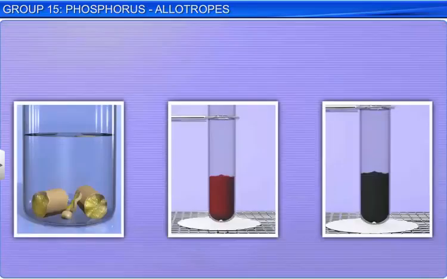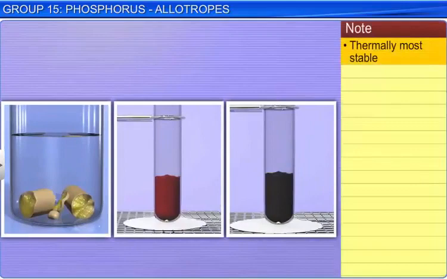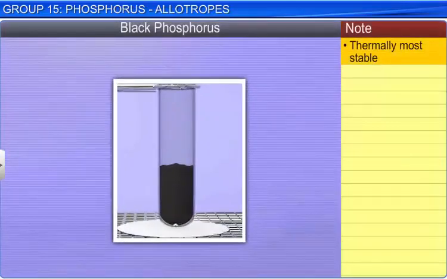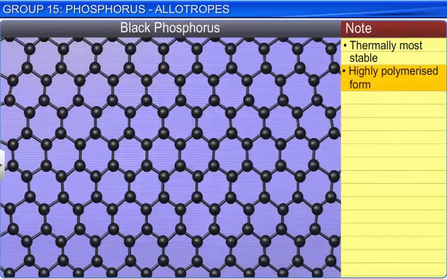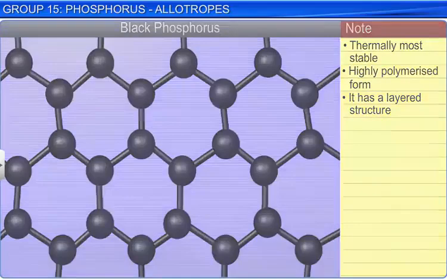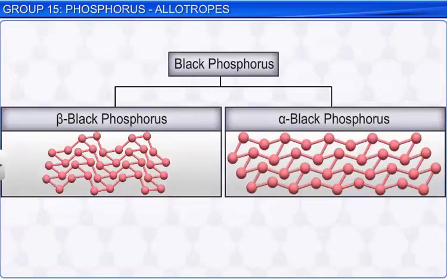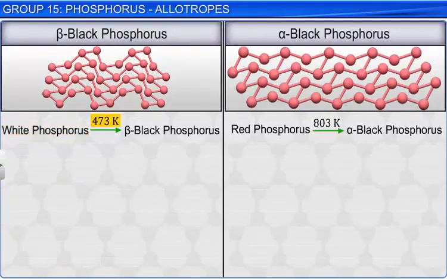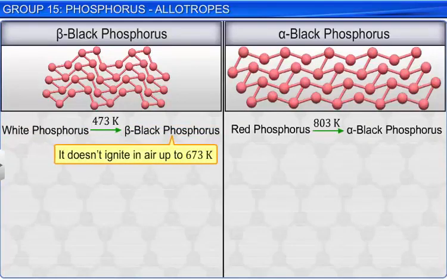The other principal allotrope and thermally the most stable is black phosphorus. It is a highly polymerized form of phosphorus. It has a layered structure. It exists in two forms, namely alpha black phosphorus and beta black phosphorus. When white phosphorus is heated at 473 Kelvin, under high pressure, it forms beta black phosphorus. It doesn't ignite in air up to 673 Kelvin.